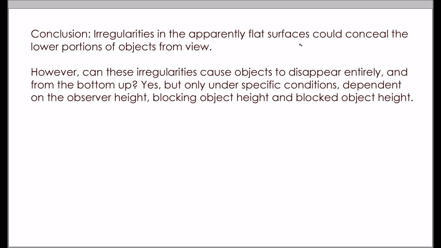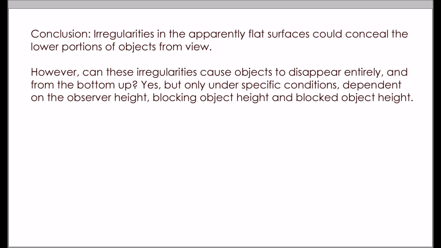I should say right off the bat that I'm entirely convinced that there could be reasons why objects might disappear from the bottom up, even on a flat or a globe earth. So that in itself is not really a proof. You need to go into it in further depth, and that's what we're going to do next. However, can these irregularities cause objects to disappear entirely and from the bottom up? Yes, but only under specific conditions dependent on the observer height, the blocking object height, and the blocked object height.